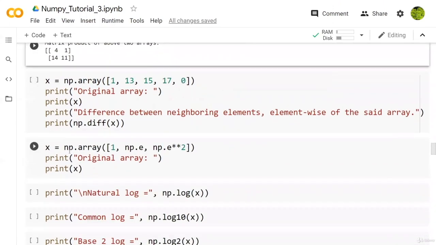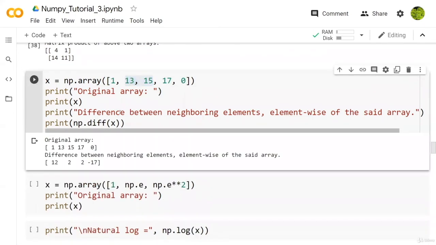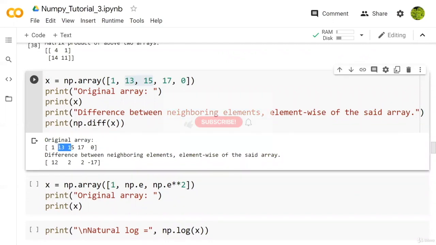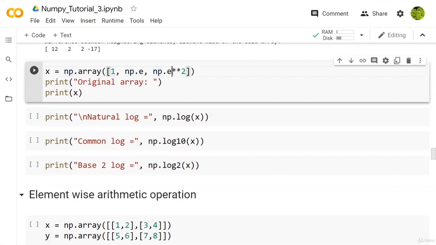Multiplication. Suppose I have an array like this: 1, 13, 15 and 17. I just want to find out the difference between the elements. So 1 and 13, what is the difference? 12. What is the difference between 15 and 13? That is 2 and so on. So you can find out the difference is 12, the difference is 2, the difference is 2, the difference is minus 17.